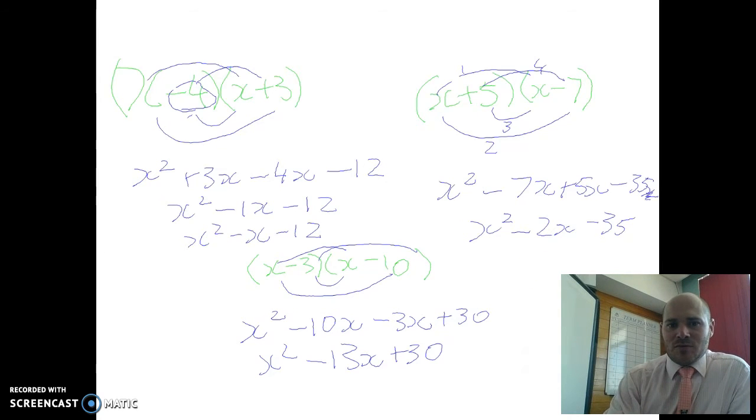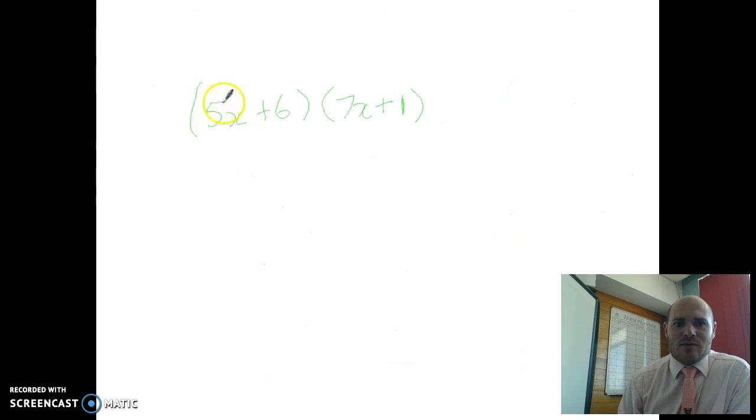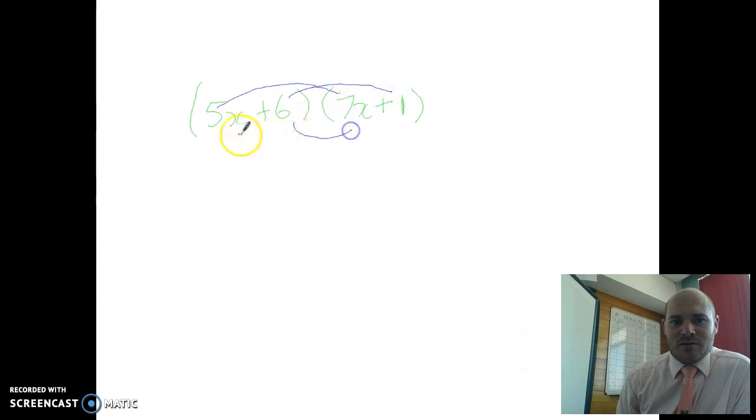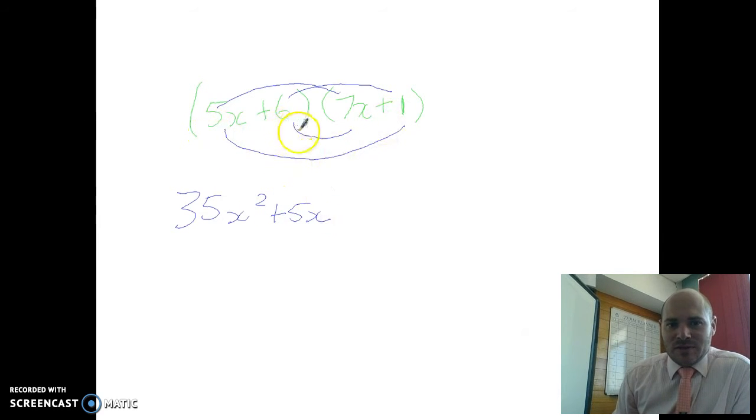The only other thing that we do a little bit extra is, if we've got a coefficient of x, so a number in front of the x, it's effectively the same thing. Eyebrows, nose and smiley face. 5x times 7x becomes, I've got to do my 5 times 7 first, which gives me my 35x squared. 5x times 1, well, that's just 5x. 6 times 7x, 6 times 7, so that's 42x. 6 times 1 is 6.